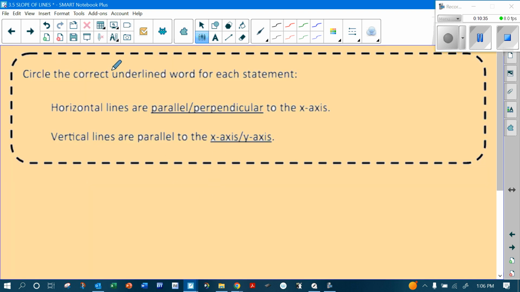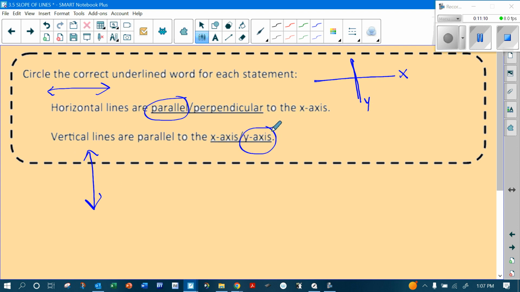All right, last. It says to circle the correct underlined word for each statement. So horizontal lines run this way. Are they parallel or perpendicular to the x-axis? If you think about your x and y axis, the x-axis is also horizontal, so that would make them parallel. Now vertical lines run straight up and down. Are they parallel to the x or the y-axis? Well, the y-axis runs straight up and down, so vertical lines are parallel to the y-axis. Horizontal lines are parallel to the x-axis, meaning the x and the y are perpendicular to each other.